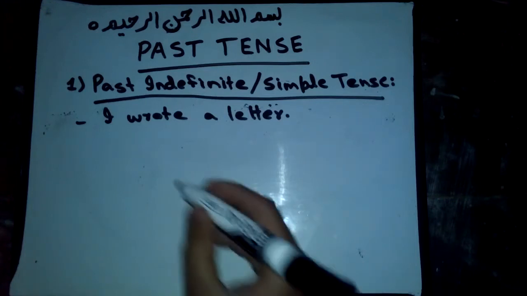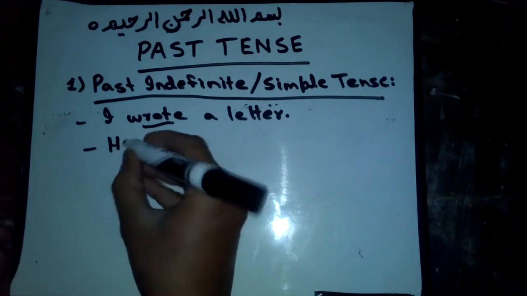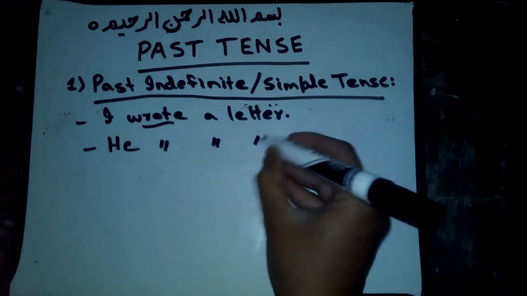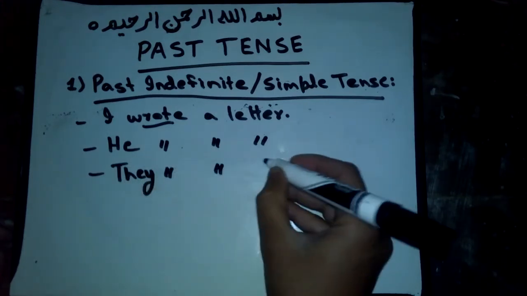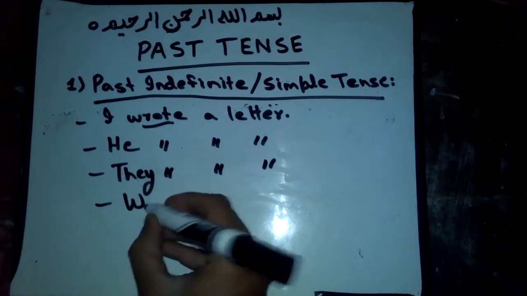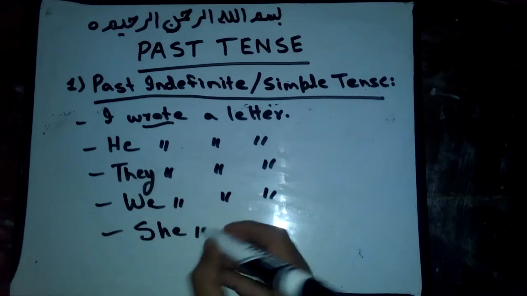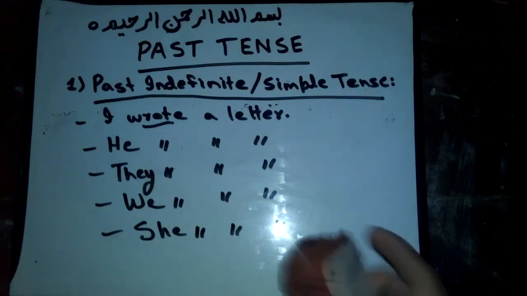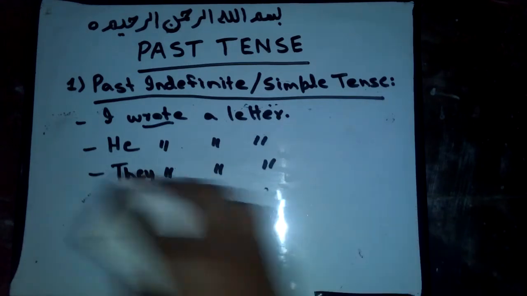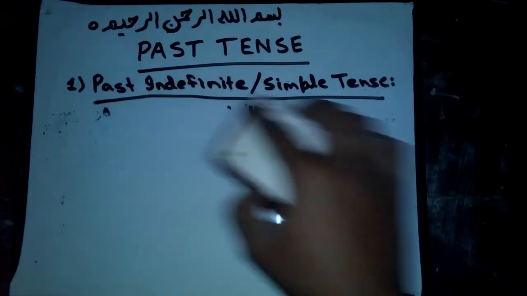For other pronouns, we will use this second form. For example, he wrote a letter. They wrote a letter. We wrote a letter. She wrote a letter. So it is simple past tense. Now I am going towards the second form.